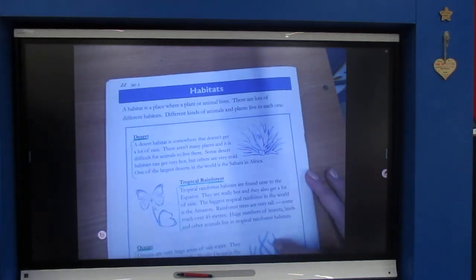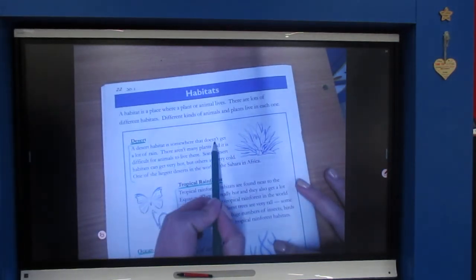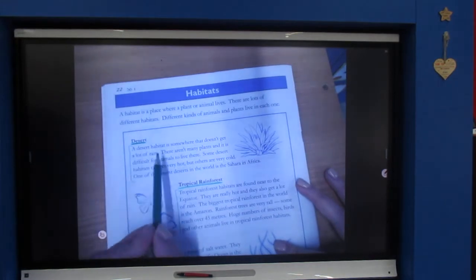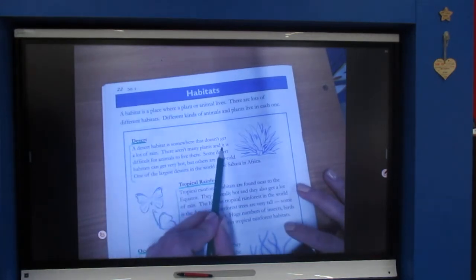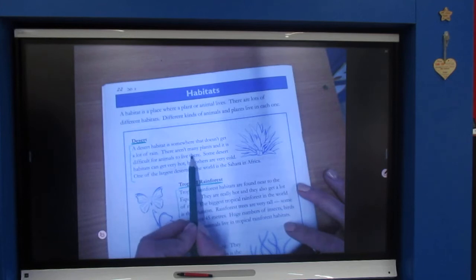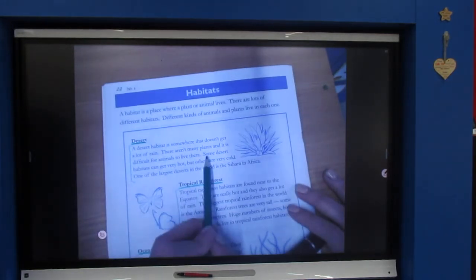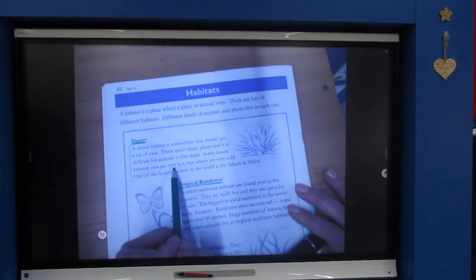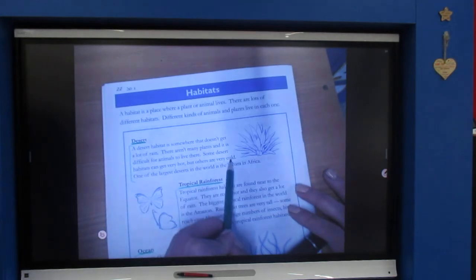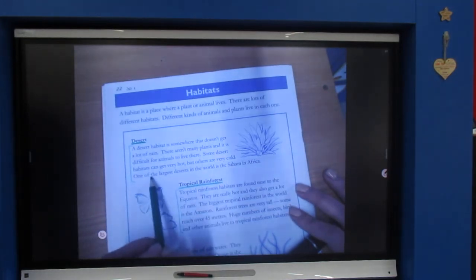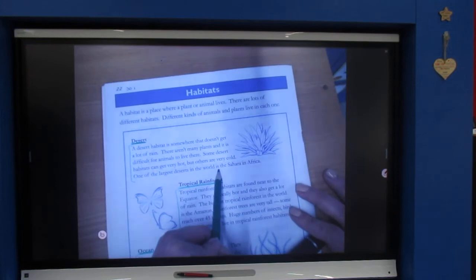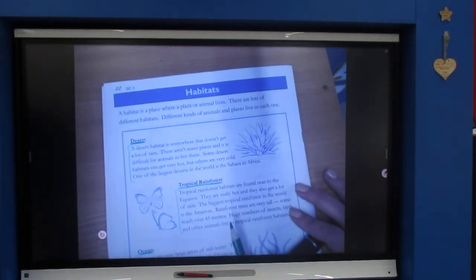A desert habitat is somewhere that doesn't get a lot of rain. There aren't many plants, and it is difficult for animals to live there. Some desert habitats can get very hot, but others are very cold. One of the largest deserts in the world is the Sahara in Africa.